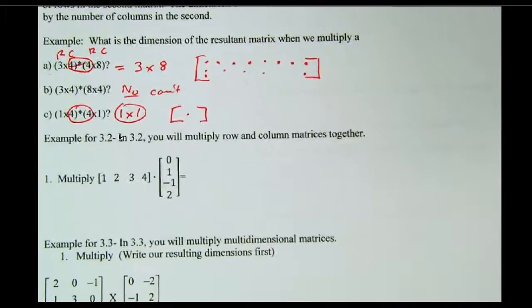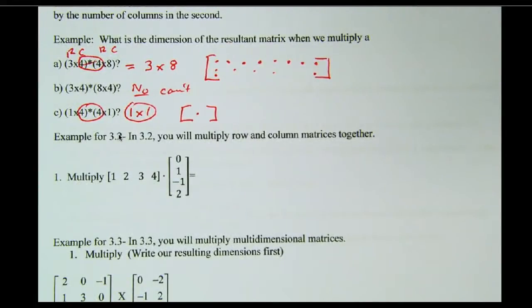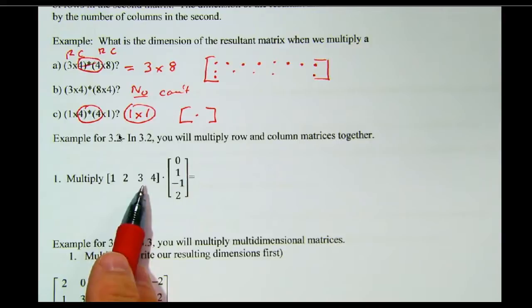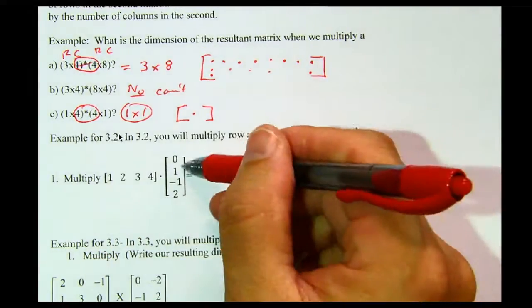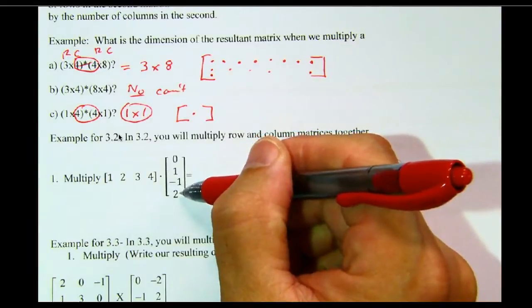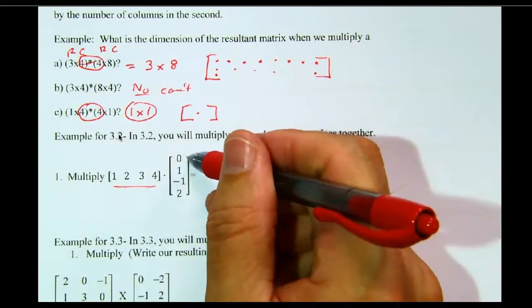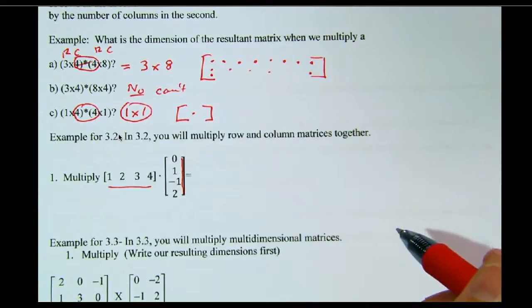Okay, then example for 3.2. In 3.2, we just want to multiply a row matrix by a column matrix. And so this is how it's going to work. I'm going to take each one of these values individually and multiply them respectively by each one of these numbers and then add the result. So whenever I take my first matrix, I'm going to draw a line going across, and then the second matrix, I'm going to draw a line going down.